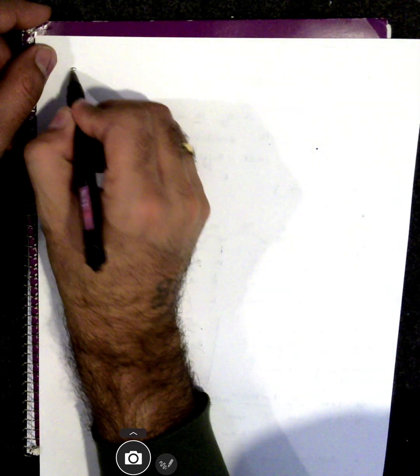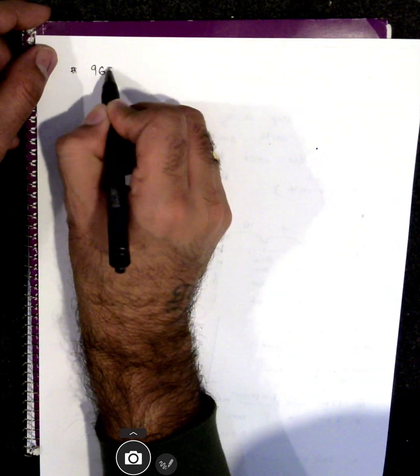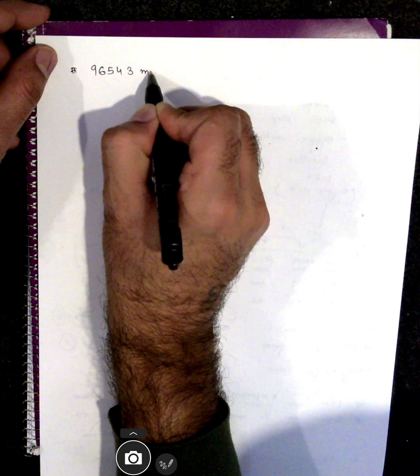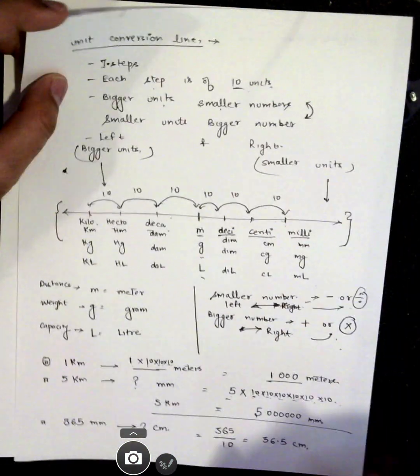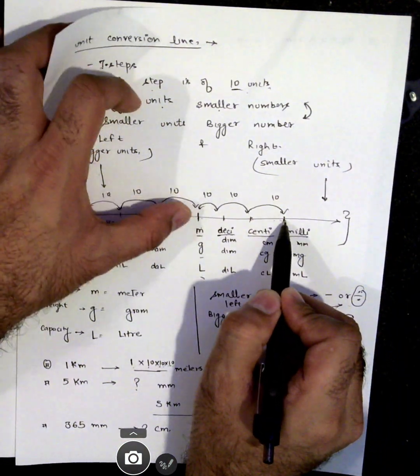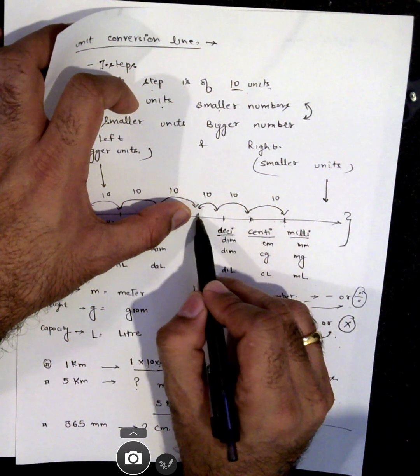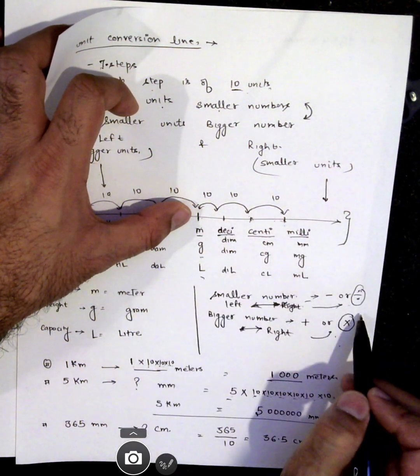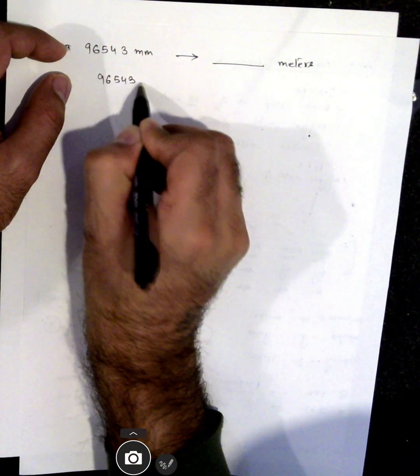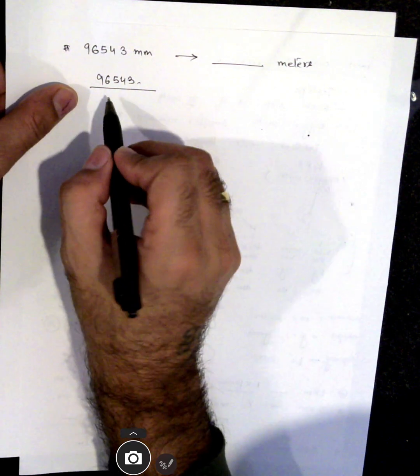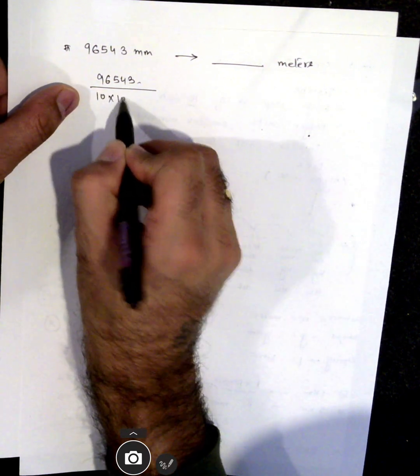We can solve a couple more questions to revise the concept. Let's say 96543 millimeters to meters. We'll go back to the number line. We are on millimeter. We need to go to meter. Counting the steps, 3 steps, and going towards the left side means we need to divide. So I'm going to write my number as it is, and I have to divide it, means fractional division. How many tens? 3 tens.